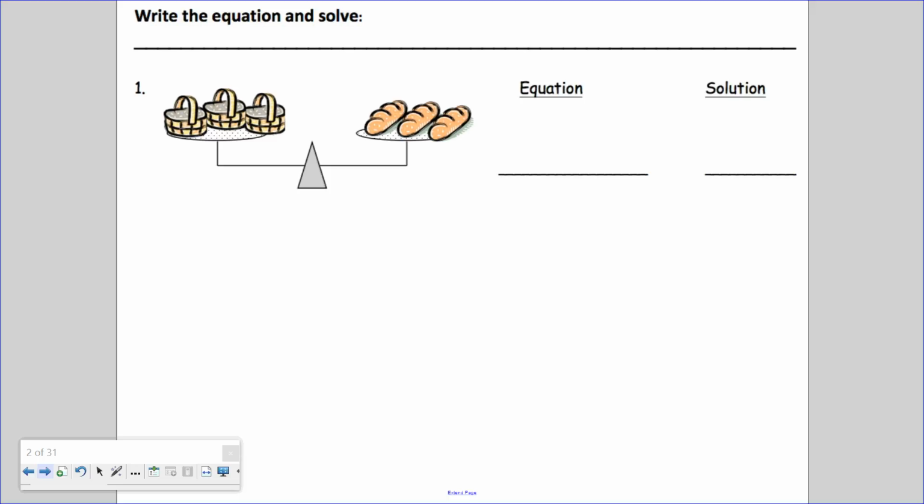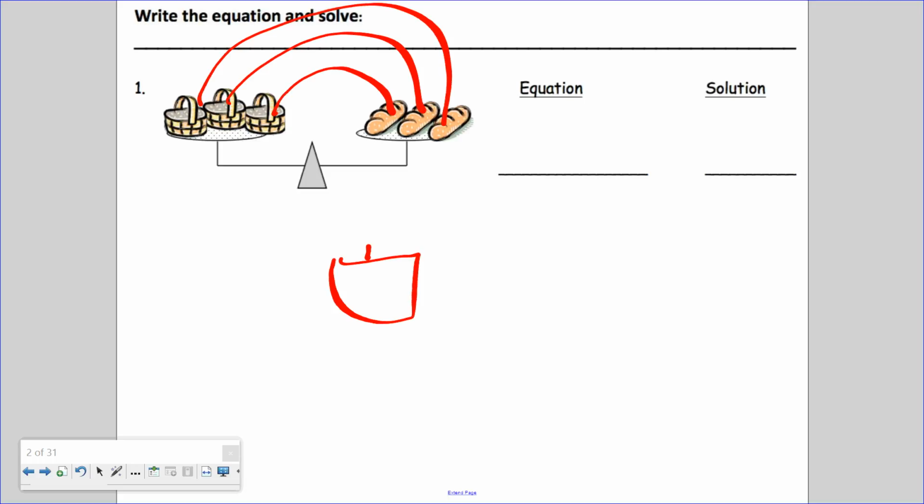So in this one, this is a little more fun, interesting stuff. What would each bread equal? So we have each bread, we have a basket. How many breads go in each basket? This goes here, this goes here, this goes here. So the solution is 1 bread basket equals 1 loaf of bread.